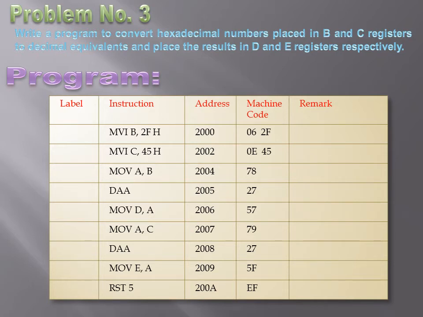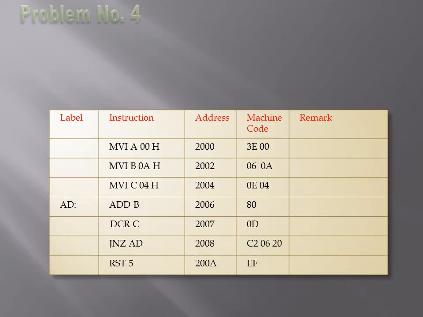Now for the next byte, 45, we move A,C, meaning we move the C register to the accumulator, again to change this 45 data byte to its decimal equivalent. Then we apply DAA, meaning it is converted to decimal, and then we move the accumulator contents to E. So the 2 registers were individually converted to decimal form and then stored in the D and E registers respectively. Let us see the next.